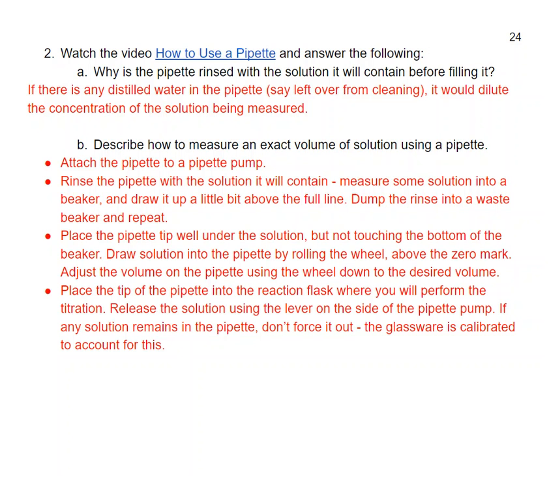Then you'll pick up your pipette, move it over to your reaction flask, place the tip of the pipette into the reaction flask, and release the solution using the lever. So if any solution remains in the pipette, like in the tip, don't force it out. The glassware has been calibrated to account for that little drop.